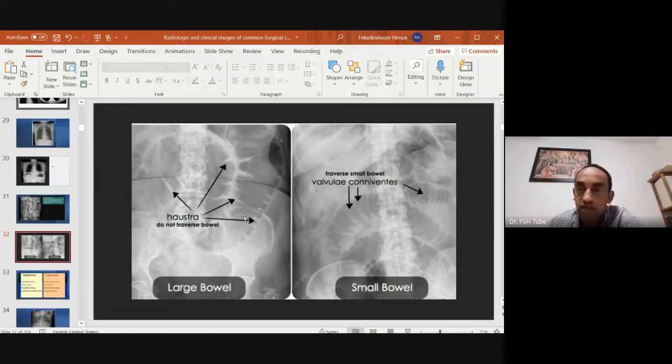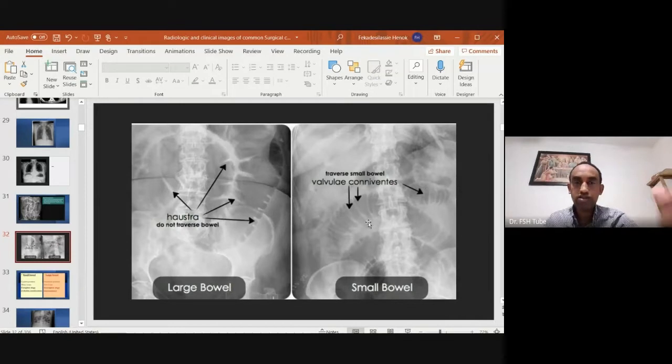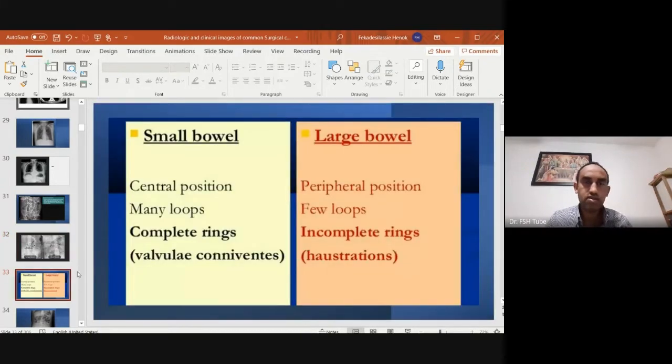Haustral markings are typical of large bowel obstruction. Valvulae conniventes are typical of small bowel obstruction. And the location of the bowel distribution: this is centrally distributed. This is somewhat located in the periphery. In large bowel obstructions, the dilated bowel loops are somewhat in the periphery. I'll show you another X-ray before I tell you. So large bowel: peripheral position, few loops, incomplete rings or haustra. Small bowel: central position, many loops, complete rings, valvulae conniventes.